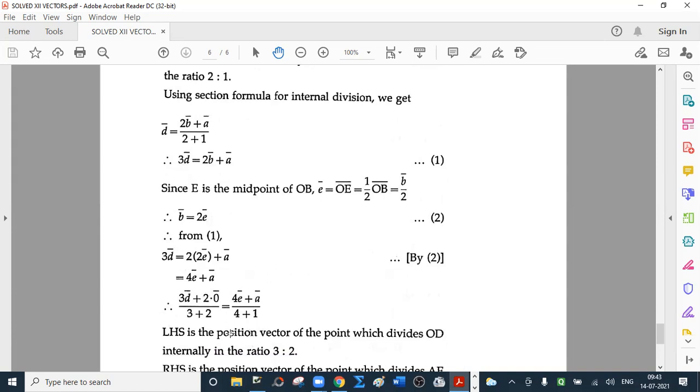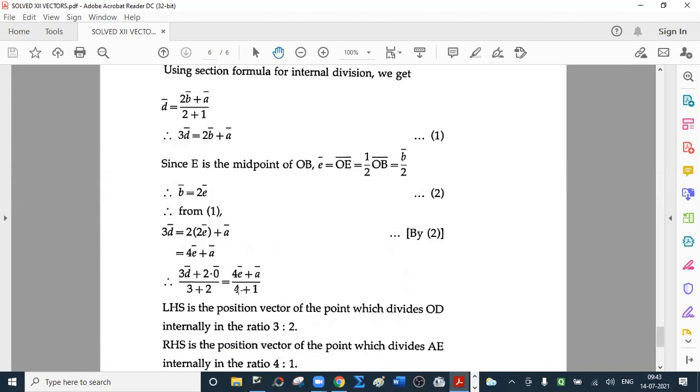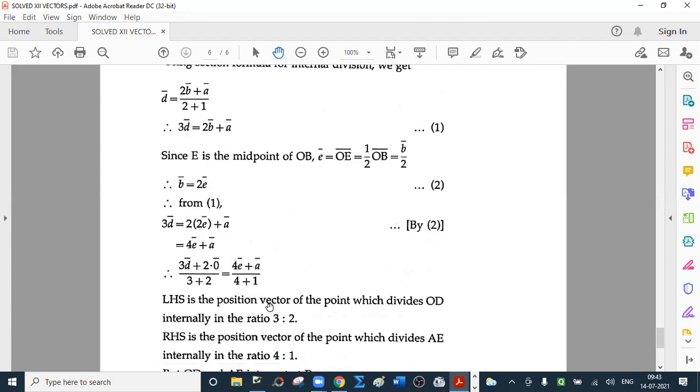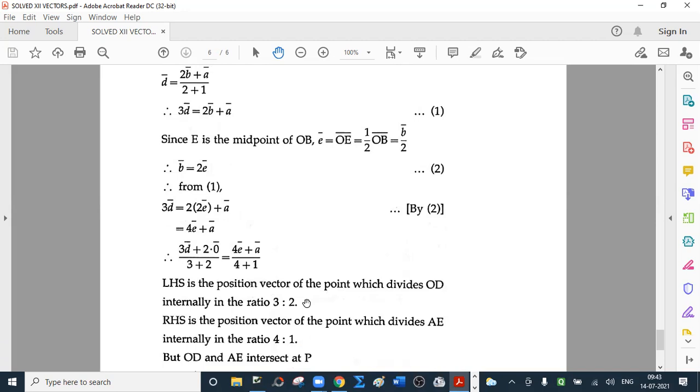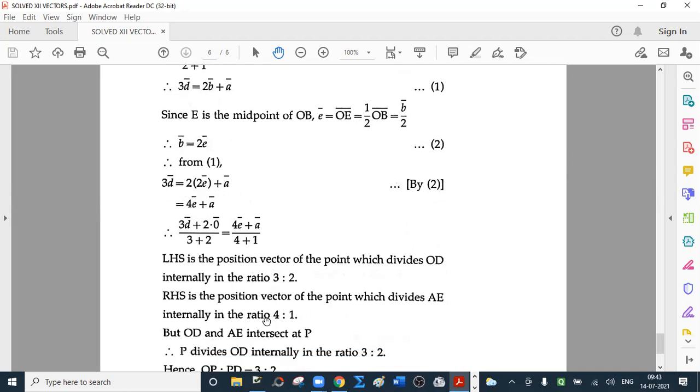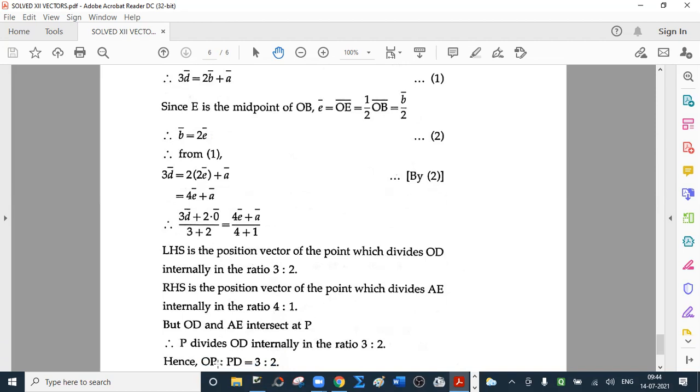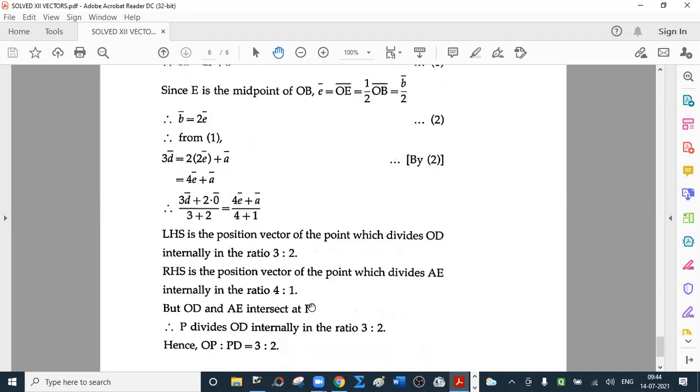Now what is LHS? LHS is the position vector of the point which divides OD internally in the ratio 3 is to 2. Don't say DO, say OD, because D bar is followed by O bar. Now what is RHS? It is position vector of the point which divides AE internally in the ratio 4 is to 1. Actually, this is not asked. Anyway, we have to write this because this clearly indicates that these two, OD and AE, intersect at P. So what is asked? We are asked to find OP is to PD. So it is 3 is to 2.